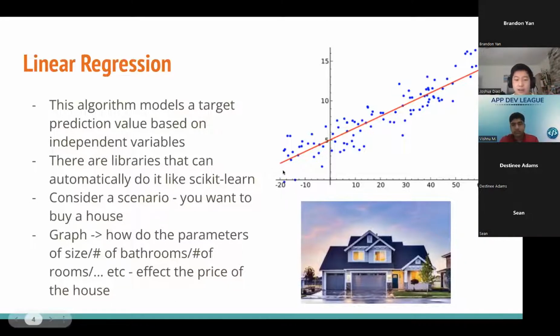Let's say you want to buy a house, but you want to be able to predict how expensive a house is based on different parameters. I gave a parameter earlier, the size of the house, but you can also do a multivariable linear regression. We can include multiple parameters like the number of bathrooms, size of rooms, number of rooms, size of the house, and also location. We want to see how these parameters actually affect the price of the house. That is basically what linear regression is trying to solve here.